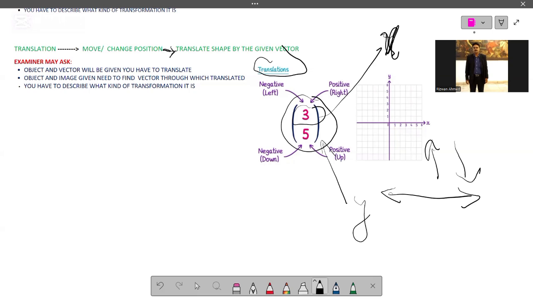So I hope you liked the introduction of the transformation. In the next video, we will discuss in detail about reflection, rotation, enlargement, and then translation.